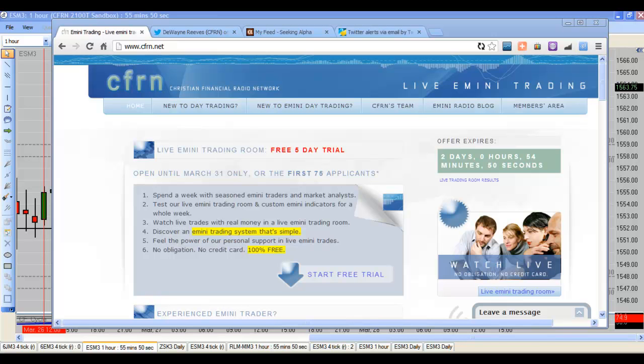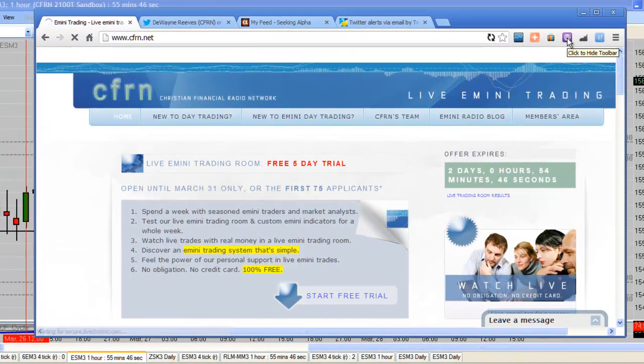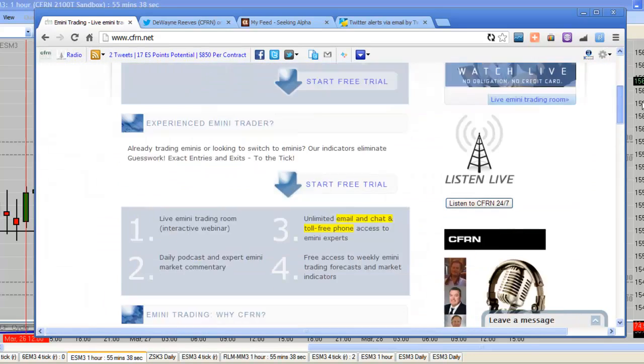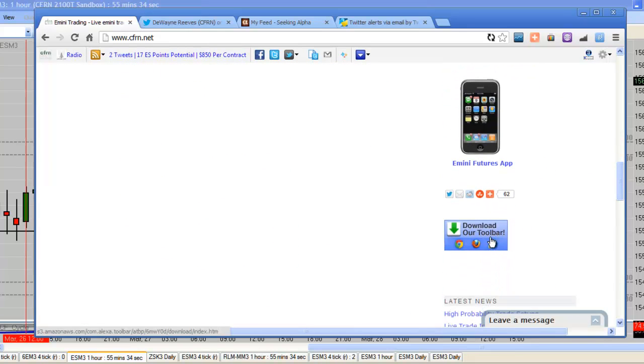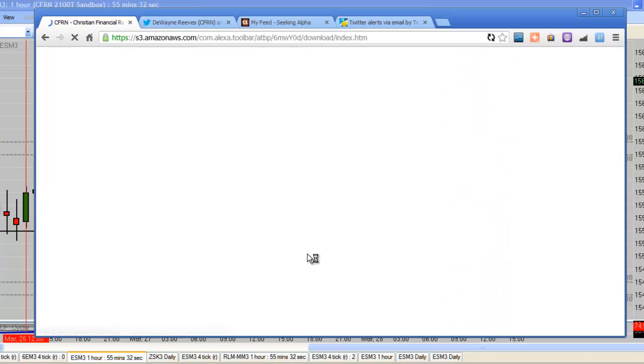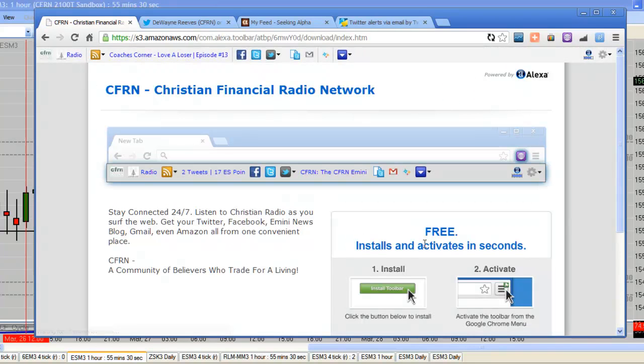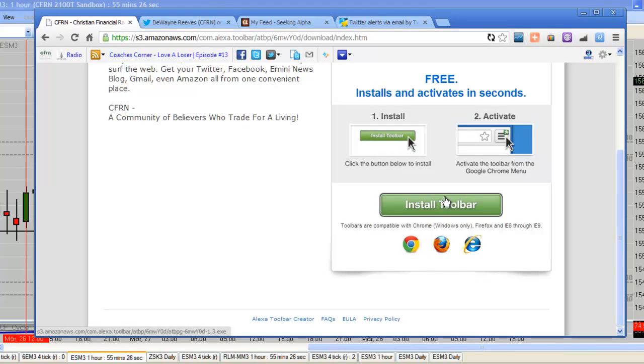Now, there is another solution that allows you to get the tweets, and that's by installing the CFRN toolbar. I really encourage you to do that, and it's really easy. You just go right here to download our toolbar, click that, install. It's free, installs and activates in seconds. It'll work on Chrome, Firefox, Explorer.